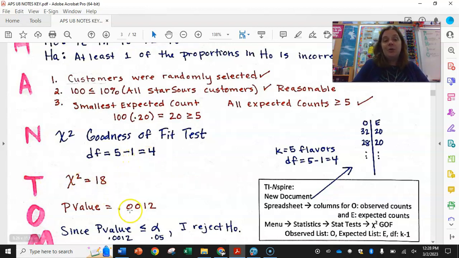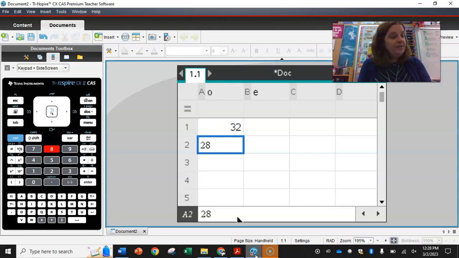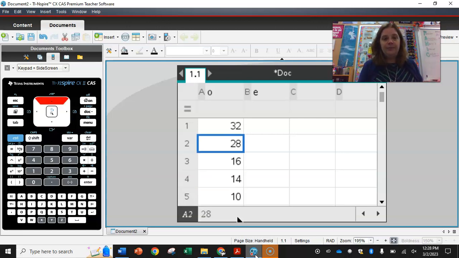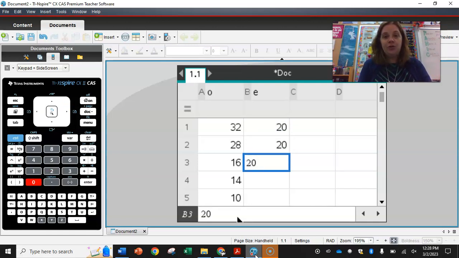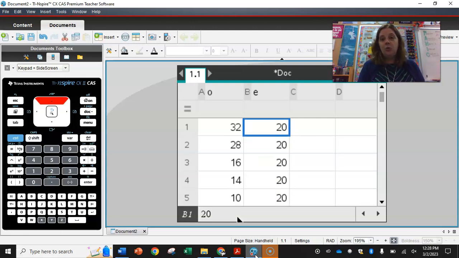Now to get the chi-squared and the p-value, I'm going to put this into my calculator, and here is what it's going to look like. I'm going to bring up my calculator. I have a new document. Notice it has observed counts and expected counts. In my observed counts, I am going to put in the actual counts from the experiment themselves. And for the expected counts, we were expecting there to be 20 of each because we took 100 customers times 20%, and we got 20 for each.